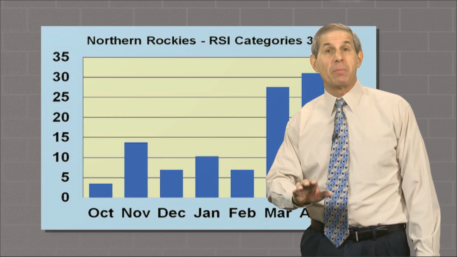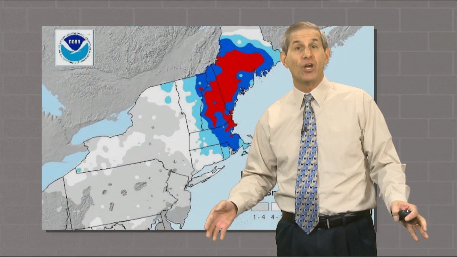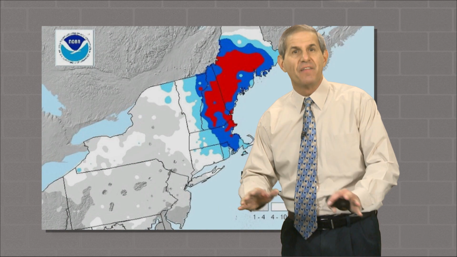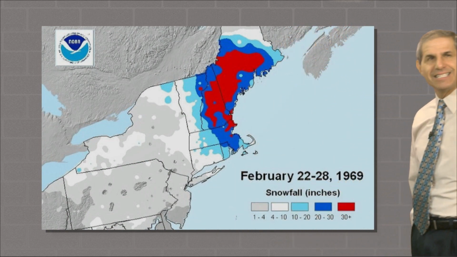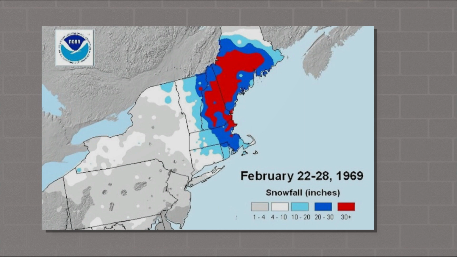So what storms were some of the most extreme in each region based on the RSI? Well, in the Northeast, the top-rated storm was a slow-moving February 1969 snowstorm that shut down northern New England with more than 30 inches in much of Maine and New Hampshire.